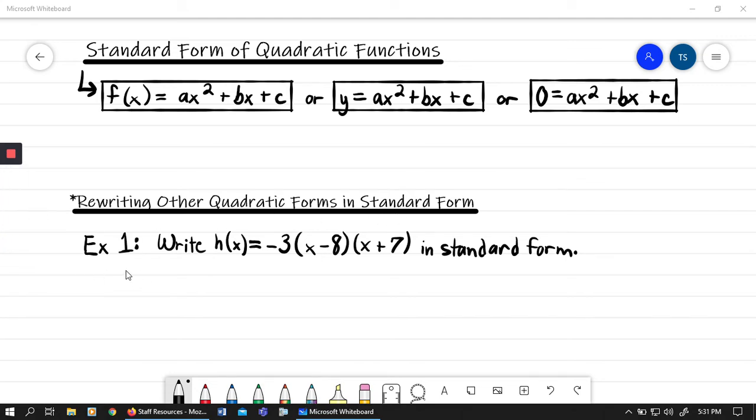So some of you may recognize this particular form here in example 1, and you may be looking at it and saying, okay, this is in some kind of factored form, because I can identify certain factors here. So it's in some type of factored form. And you're right if you said that. Maybe a formal name for this particular form would be called intercept form. Again, intercept form. And we'll talk a little bit more about that in a different lesson.